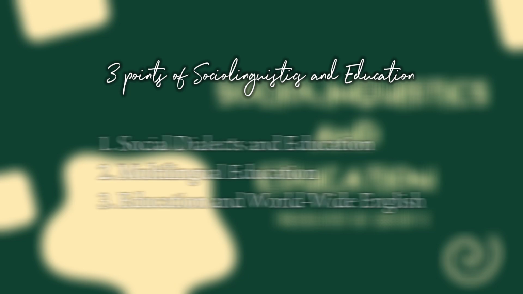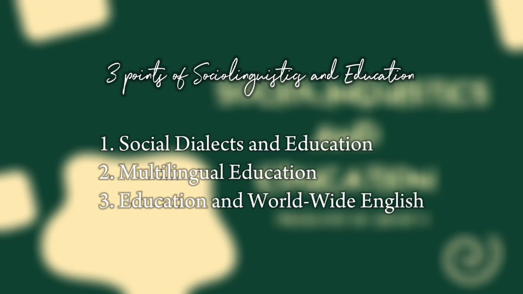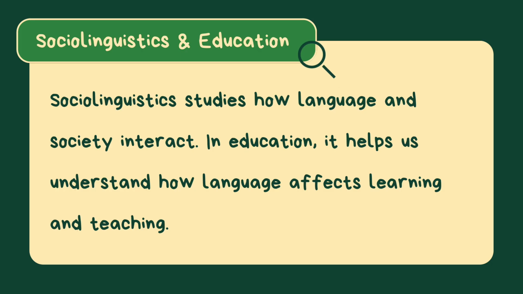On this occasion, we would like to present 3 points of social linguistics and education. The first is about social dialects and education. Second is multilingual education. And the last point is education and worldwide English. Before we begin, let me give an overview. Social linguistics studies how language and society interact. In education, it helps us understand how language affects learning and teaching.